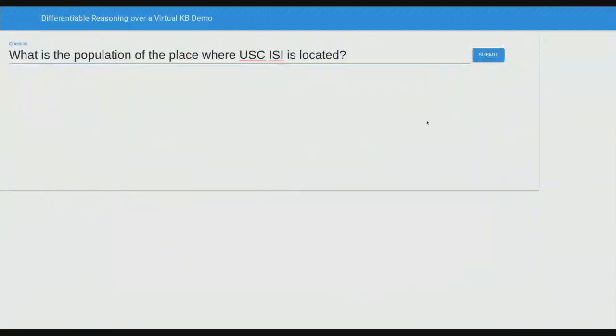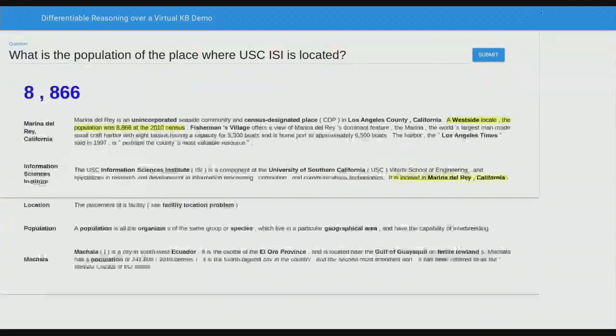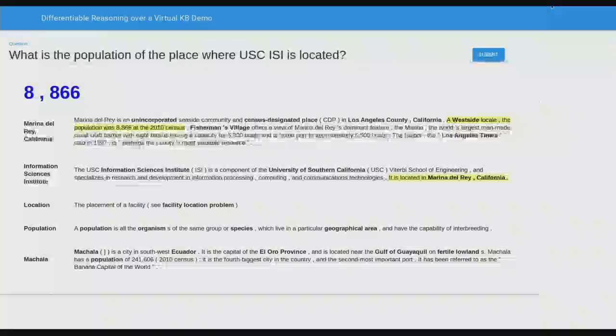Let's try one. Graph is pre-computed, right? So everything is pre-computed. Yeah, the representations are pre-computed, but running the model on the question, doing the top k nearest neighbor search, those sparse matrix multiplications, that all is happening online. Yeah, so what is the population of the place where USC-ISI is located? 8,000. That's not the population of LA. That's the population of Marina del Rey, which is what's listed on Wikipedia as a place containing ISI.